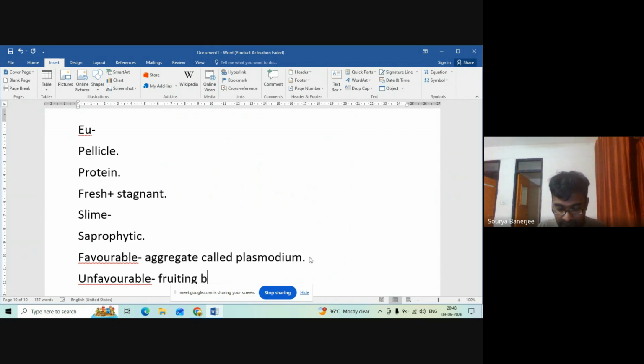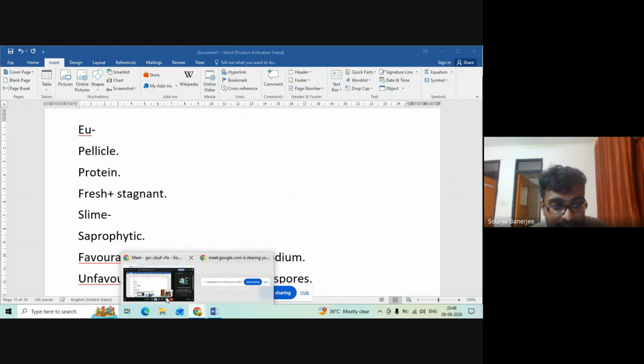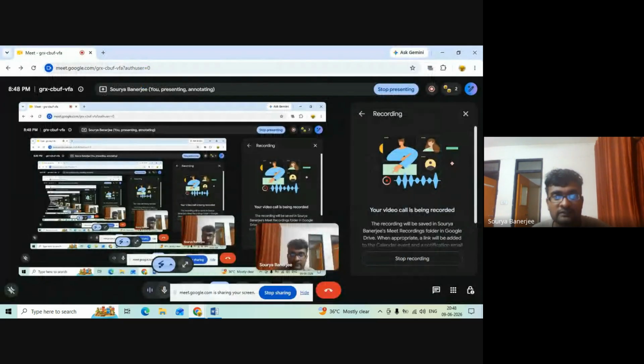They form a fruiting body via spores. And these spores have high resistance to rainwater. And the only means to carry these spores is air. Are you getting the point?